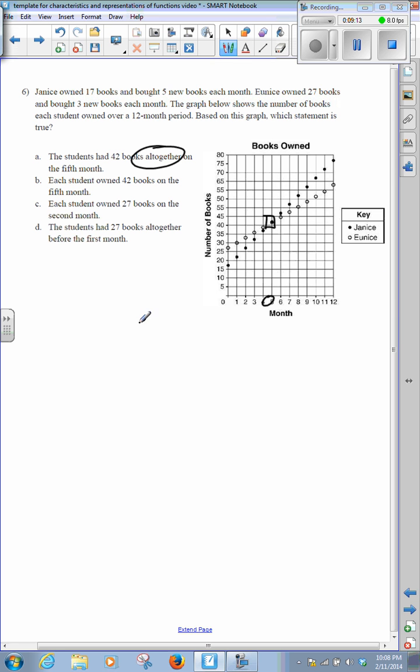So that would be 84 altogether, because one of them has 42 plus the other has 42. So altogether, they would have 84. So that one's not right. The correct answer is B. They each had 42. And you can tell for sure that that's right also.